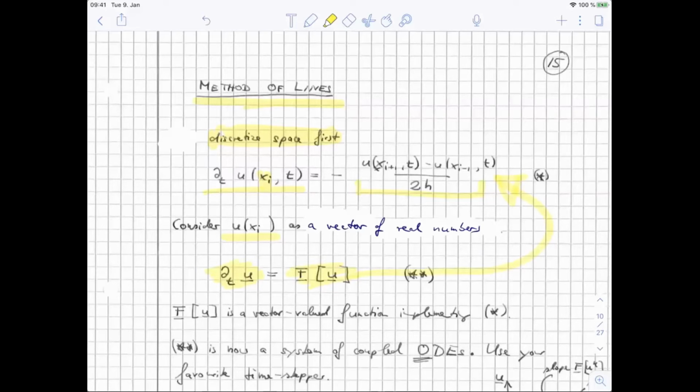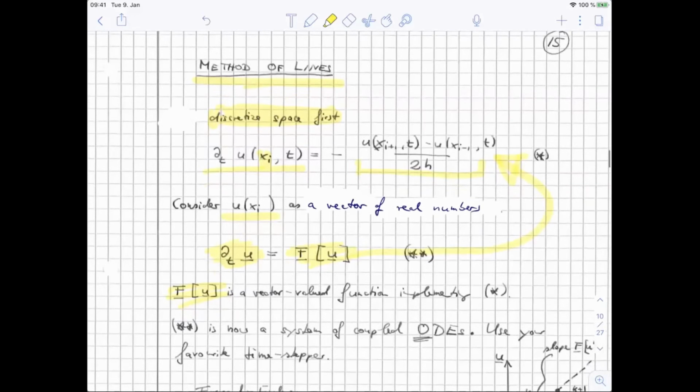So the f of u is some vector-valued function, and in this viewpoint, the equation double star here is now a system of coupled ordinary differential equations. We have gotten rid of the partial differential equations, and we now have a set of ordinary differential equations. And those we can now solve with any time stepper for ordinary differential equations one might have.